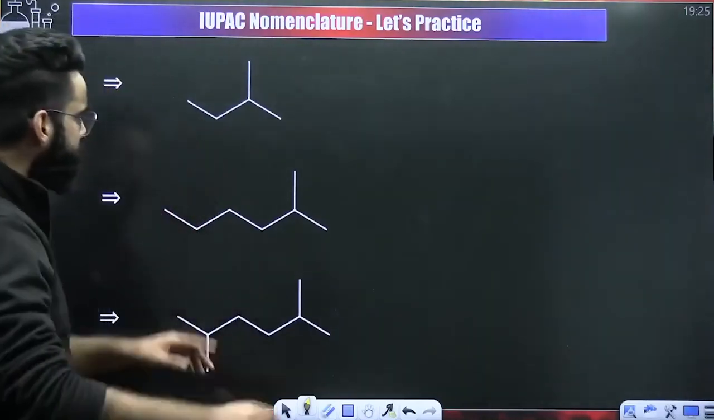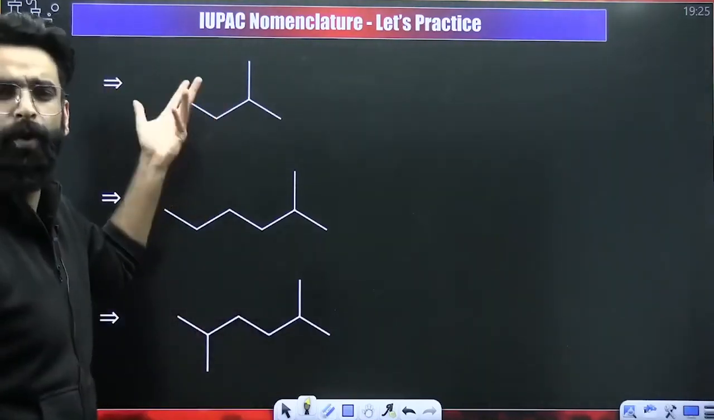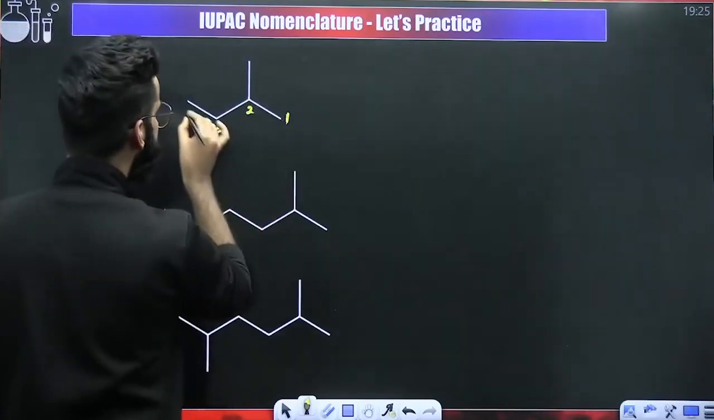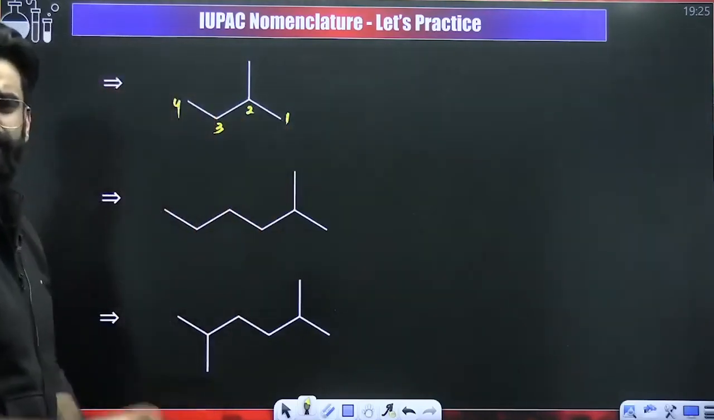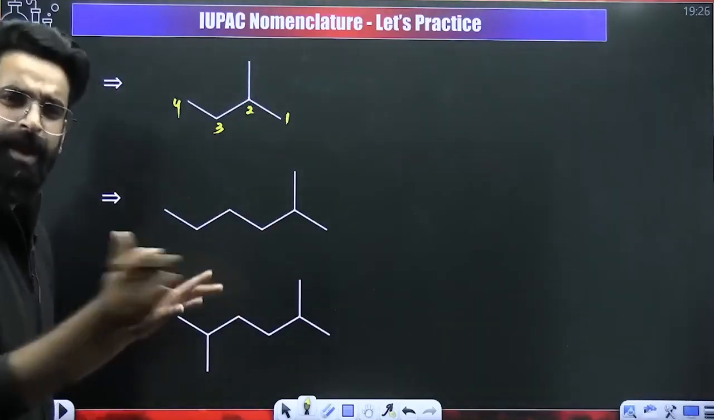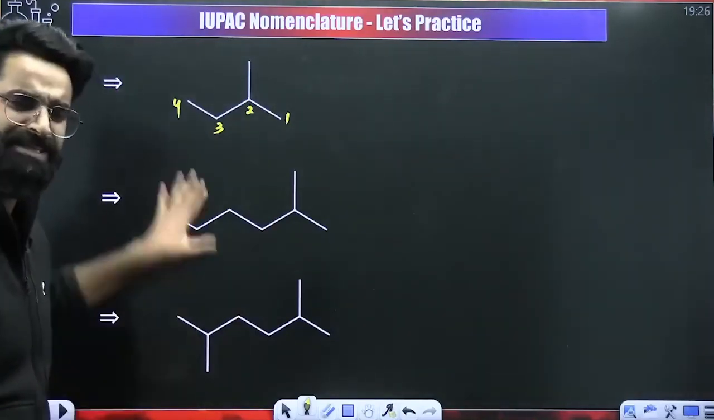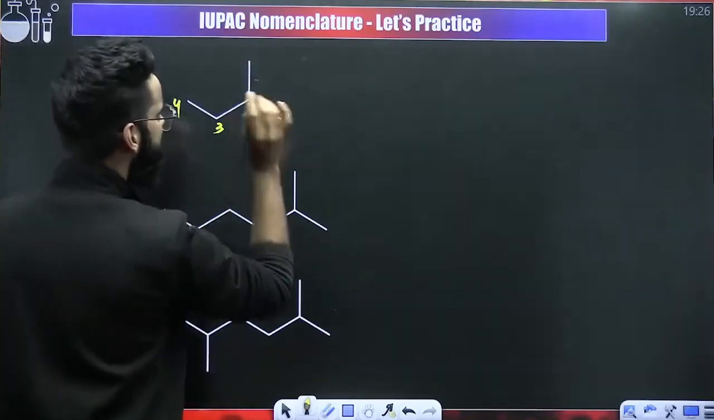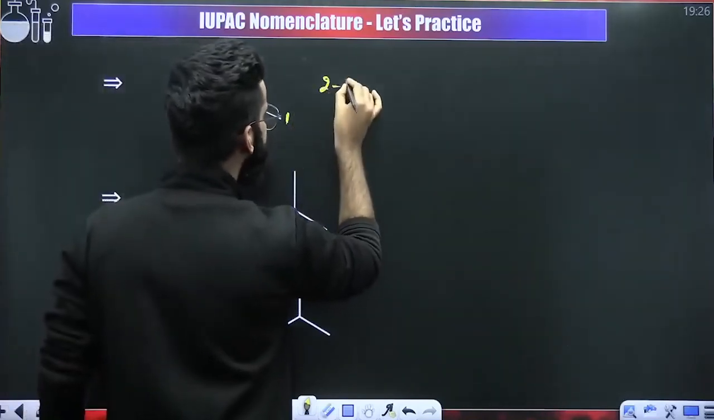Try to understand. Look at this particular compound. What should be its name? It is the simplest. This is carbon number 1. This is 2. This is 3. This is 4. Perfect. Main chain is selected. Numbering is done based on the rules which we have discussed till now. Now, at carbon number 2, you have got methyl group. So it's going to be 2.